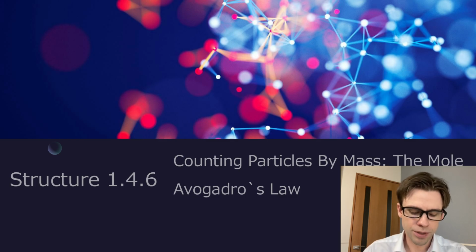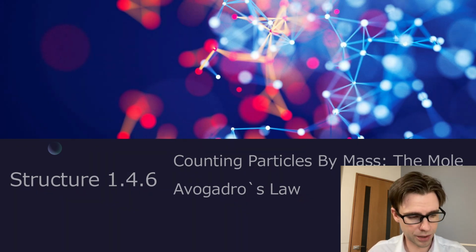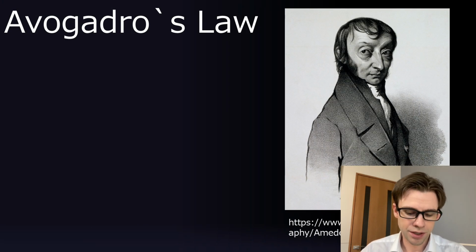So 1.4.6 is about Avogadro's law. You might remember Avogadro as the person who Avogadro's number is named after, who had a lot of the initial ideas of what a mole should be, and that there should be this number that links together the molar mass and the mass of some compound or element. Same guy. So what's going on here with Avogadro's law?